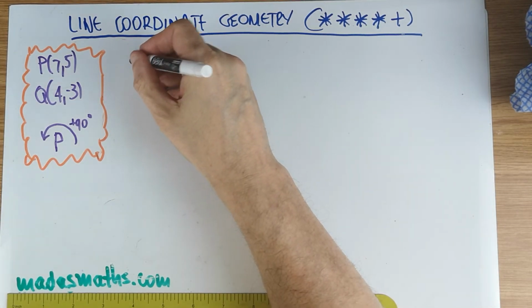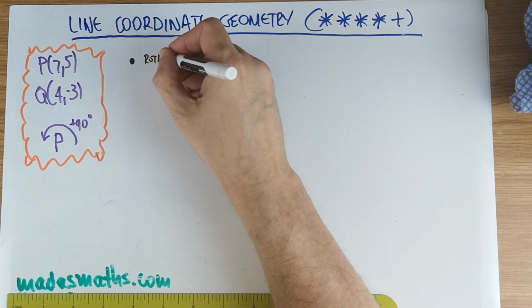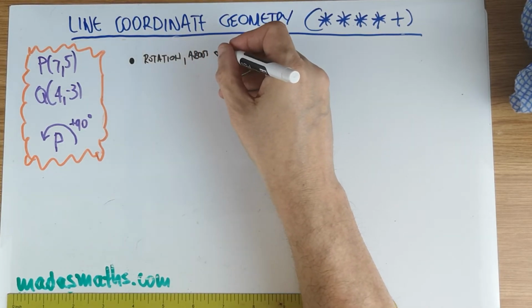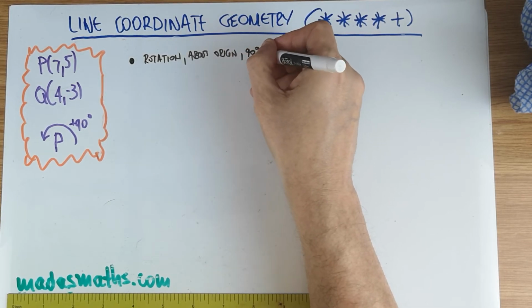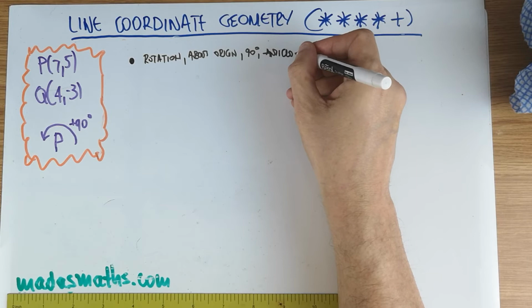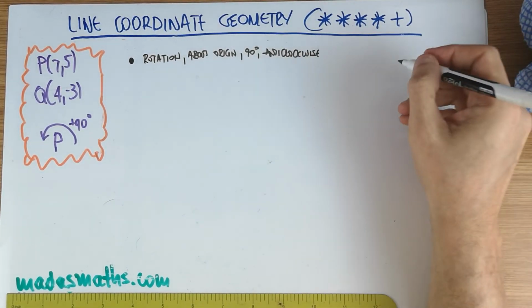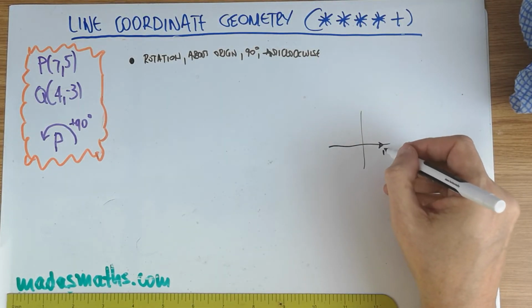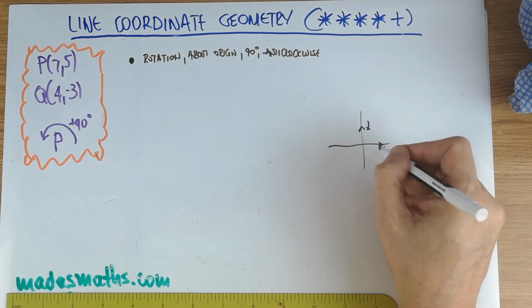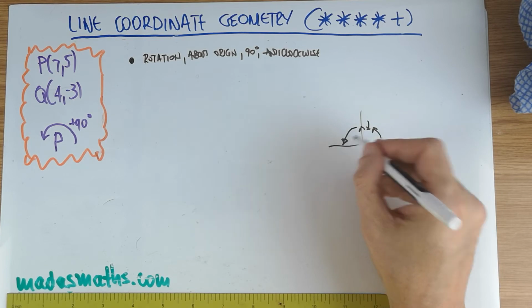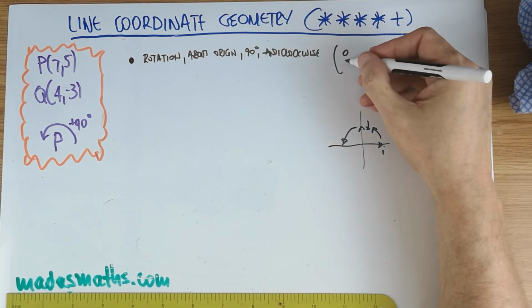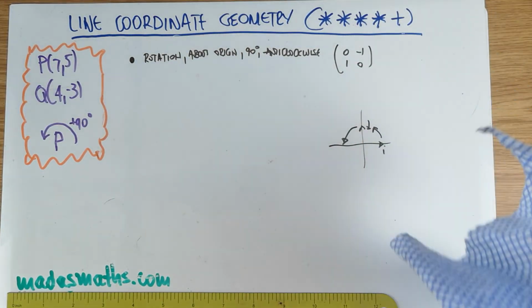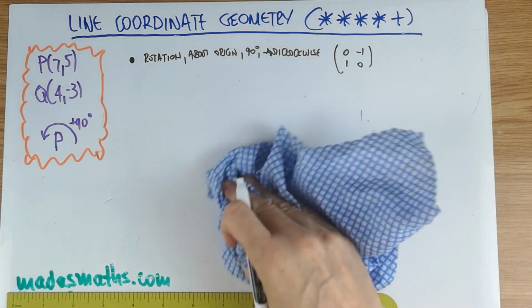The first thing I'm going to write in bullet point form is: rotation about origin 90 degrees anti-clockwise. Try to picture if we're rotating, this is your i, this is your j. Your i will go into j, so it's rotating, and your j will go into the -i. So i goes to j, (0, 1). j goes to -i, (-1, 0).